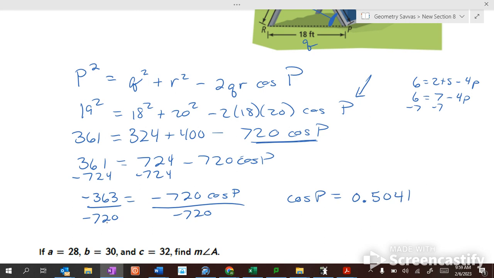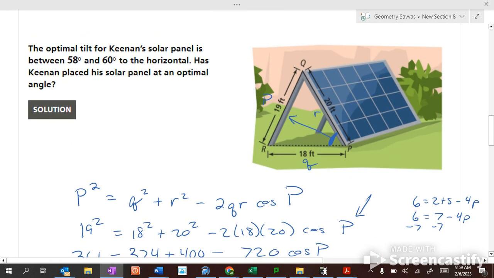And then to figure out P, you have to move the cosine to the other side, so it becomes the inverse cosine. So you push second cosine, second answer, if you got that. Or the inverse cosine of 0.5041. And what does P equal? 59.72. Is it in between 58 and 60? Yes, so it works.